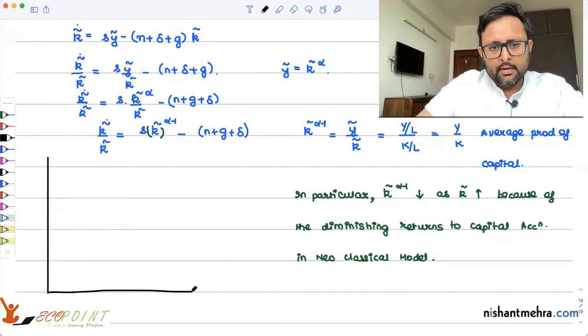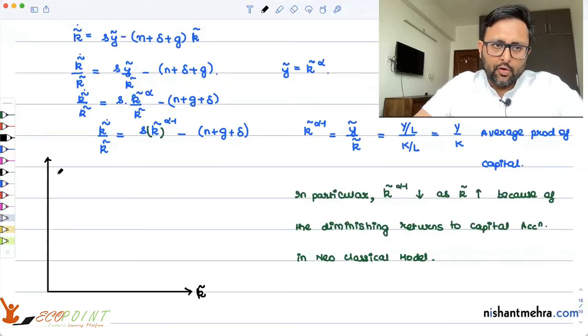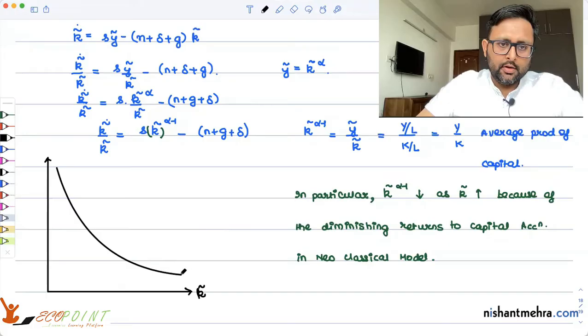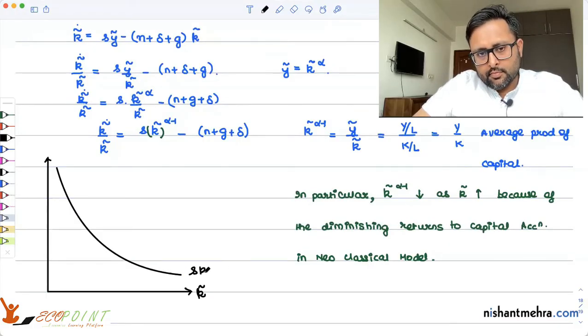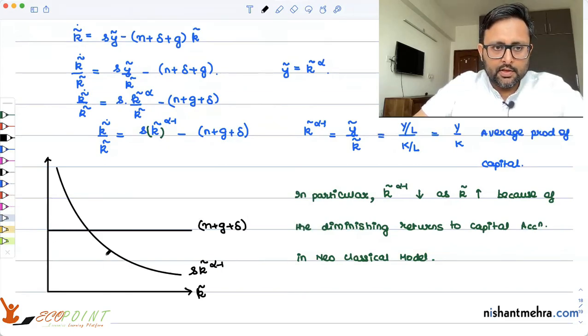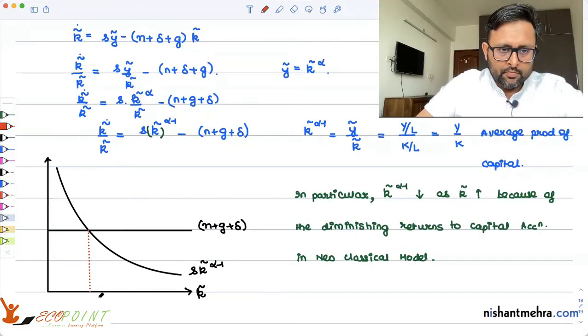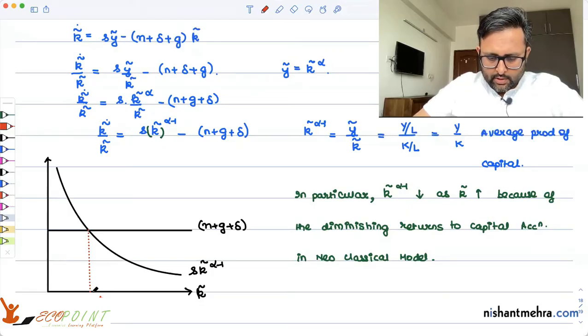This is what you have said, no? As your small k̃ is increasing, this term, s into k̃ to the power alpha minus 1, is going to fall, falling and falling like this, for the reason I've just told you. This term is independent of k̃, so it is just flat. So at this particular point there is a steady state. Steady state means here the growth rate in capital per worker is 0. You can call this k̃ star.